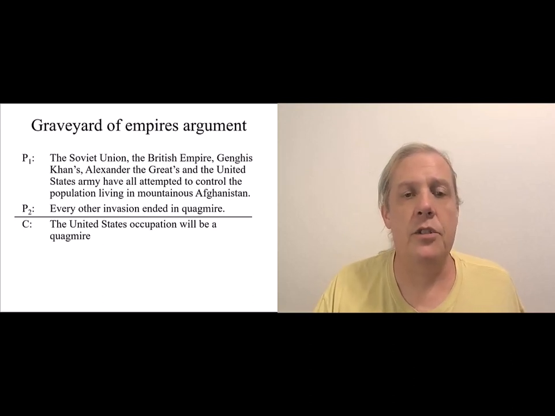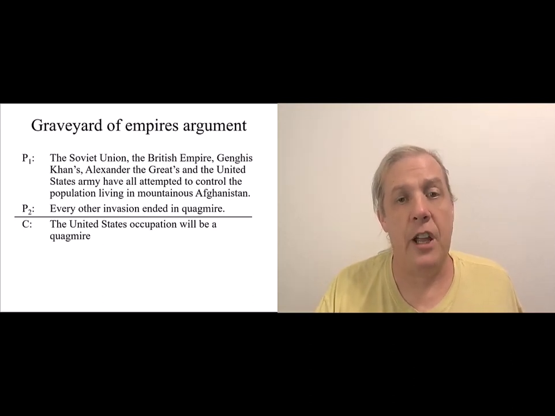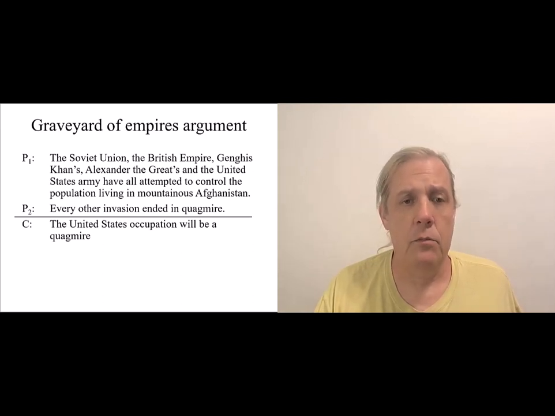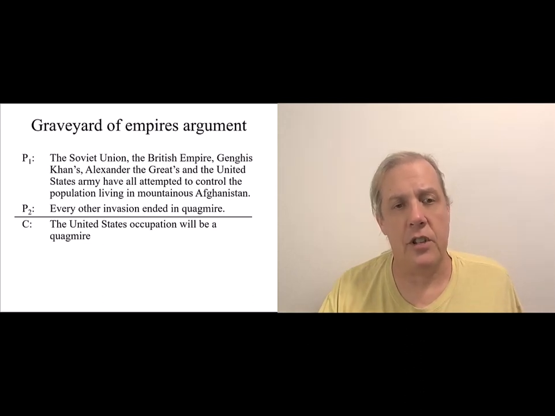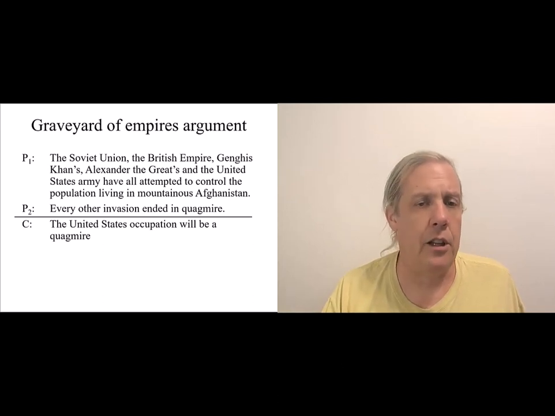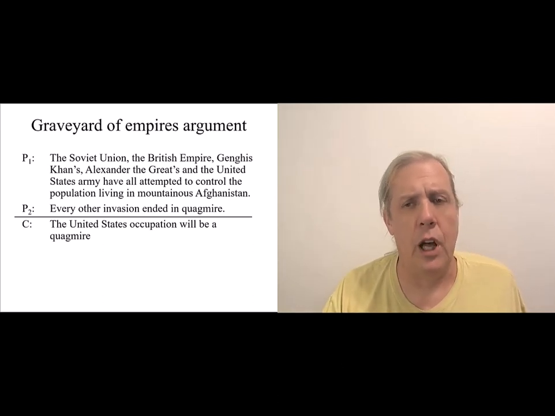Premise 1 is there's a list of empires that have tried to control Afghanistan. Premise 2 is that every other one of these invasions ended in a quagmire. No one was able to successfully control the population. And the conclusion, the thing that the speaker wants you to believe, is that the United States occupation will be a quagmire. It will not be successful.